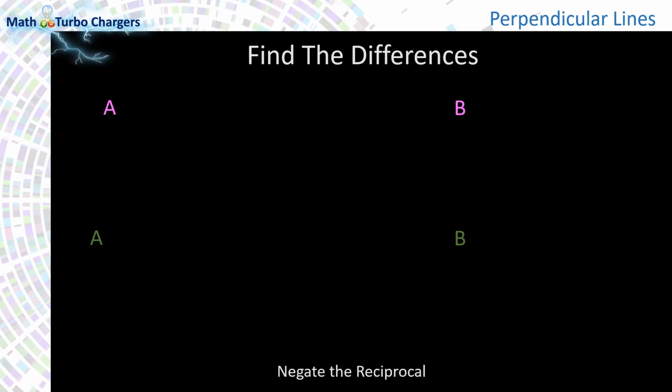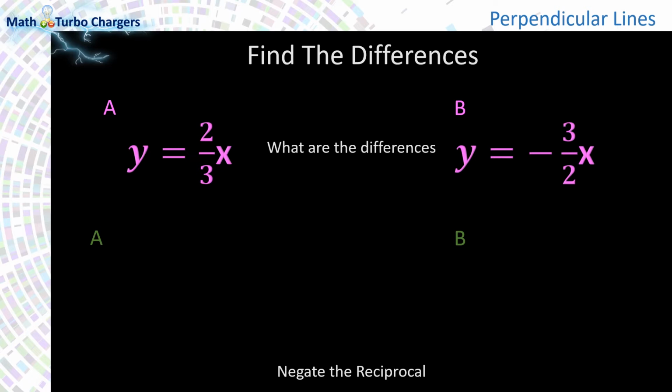This slide is the most important slide. I will tell you why after you find the differences. Do you see them? In equation A, the slope is positive 2 over 3, but in equation B, the slope is negative 3 over 2. Let's try it again. Do you see the differences? In equation A, the slope is negative 3, but in equation B, the slope is positive 1 over 3. This process is called negating the reciprocal. This process is what makes this slide the most important. A negated reciprocal turns a linear line into a perpendicular line.